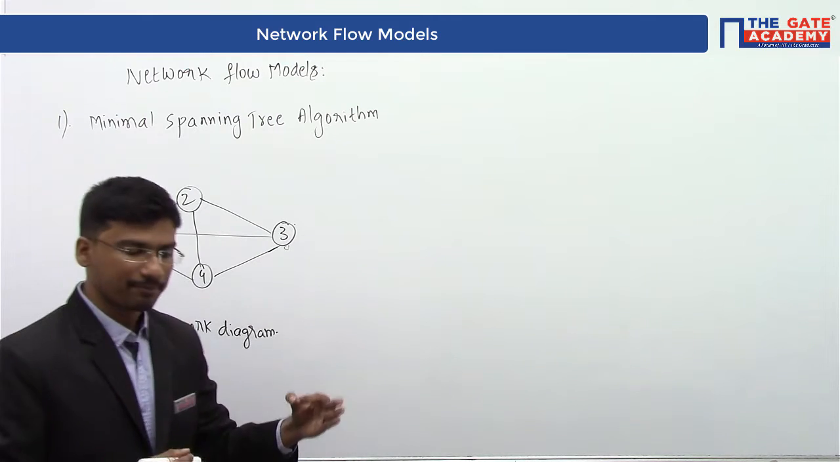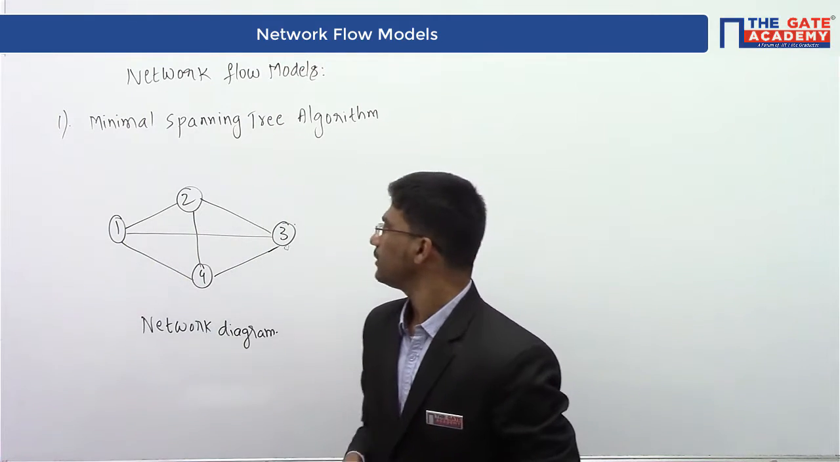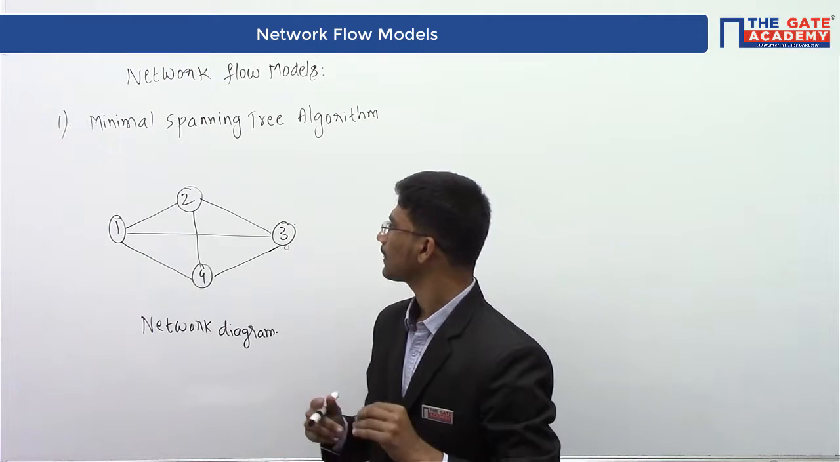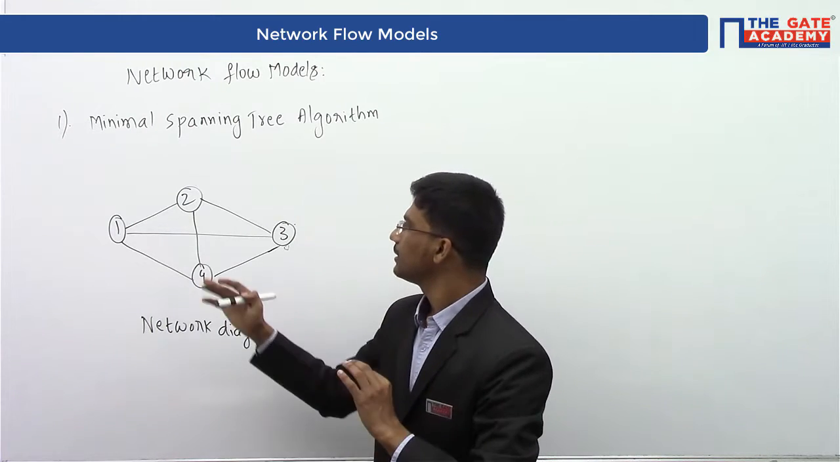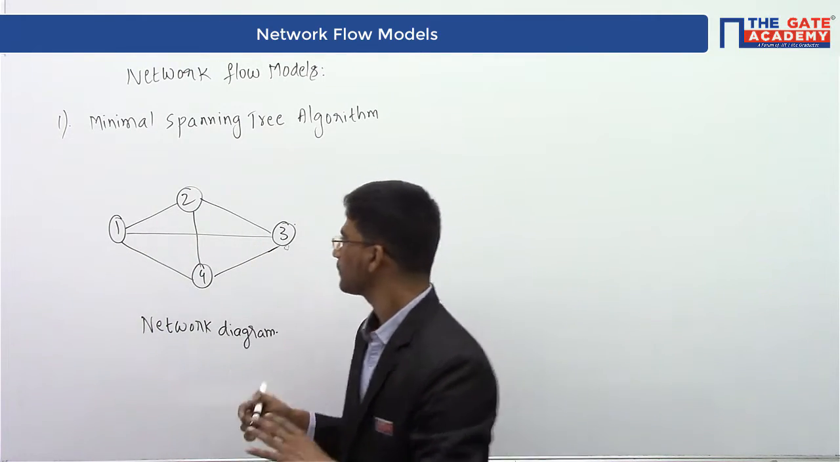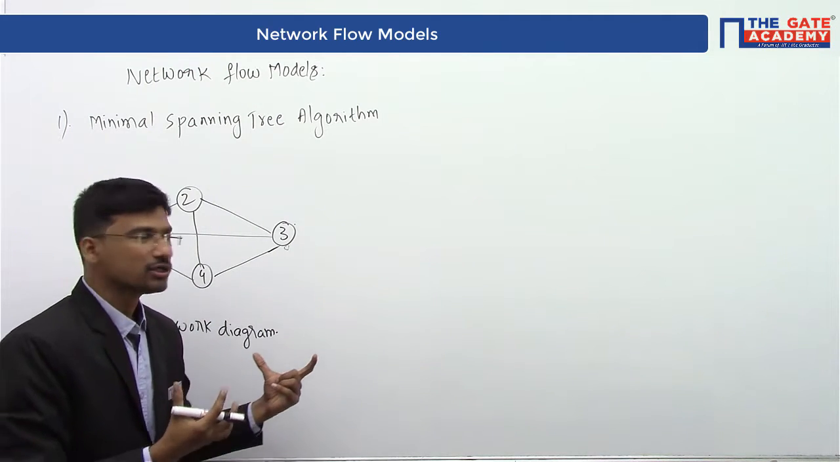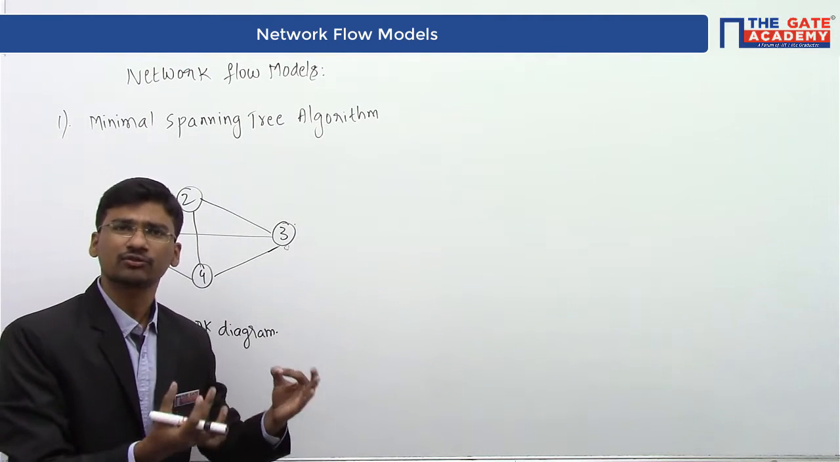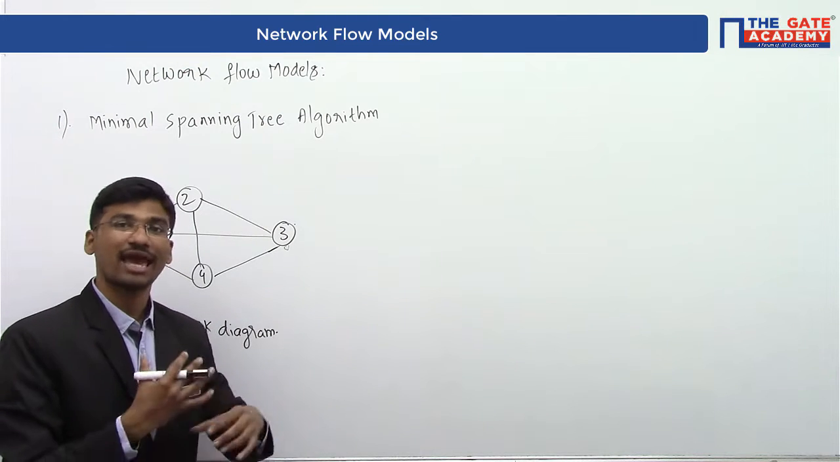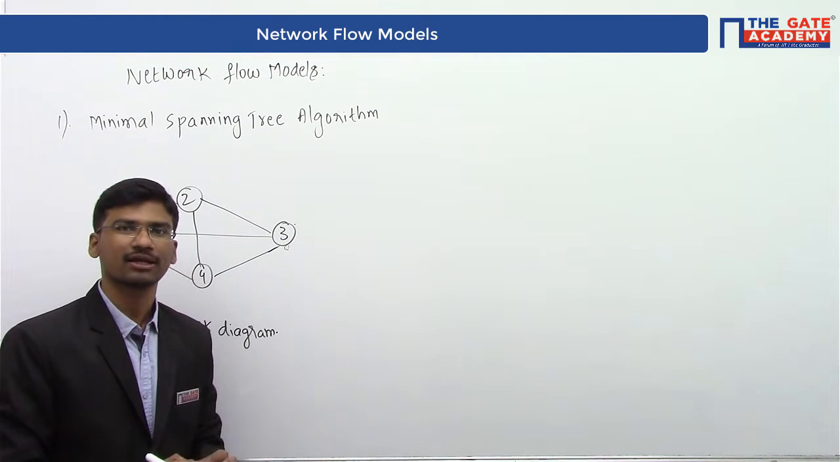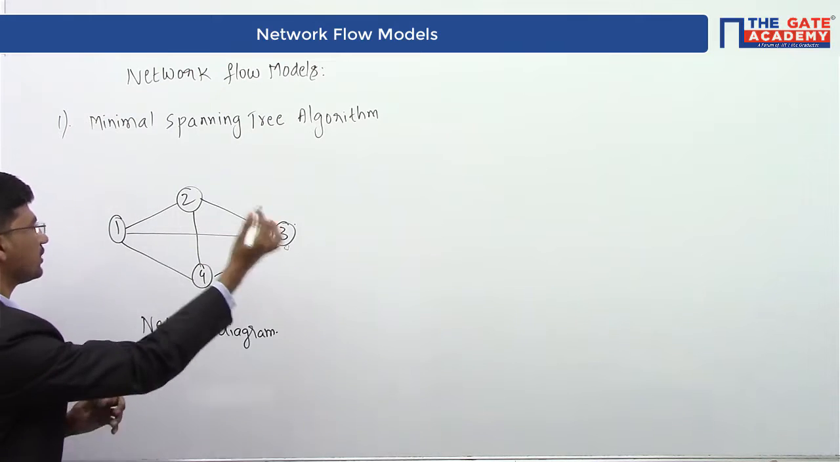Now we will take an example. Say for example, there are 4 cities. I'll give a question like this. With the help of the question, or with the help of an example, we will try to understand this particular algorithm. So there are 4 cities.